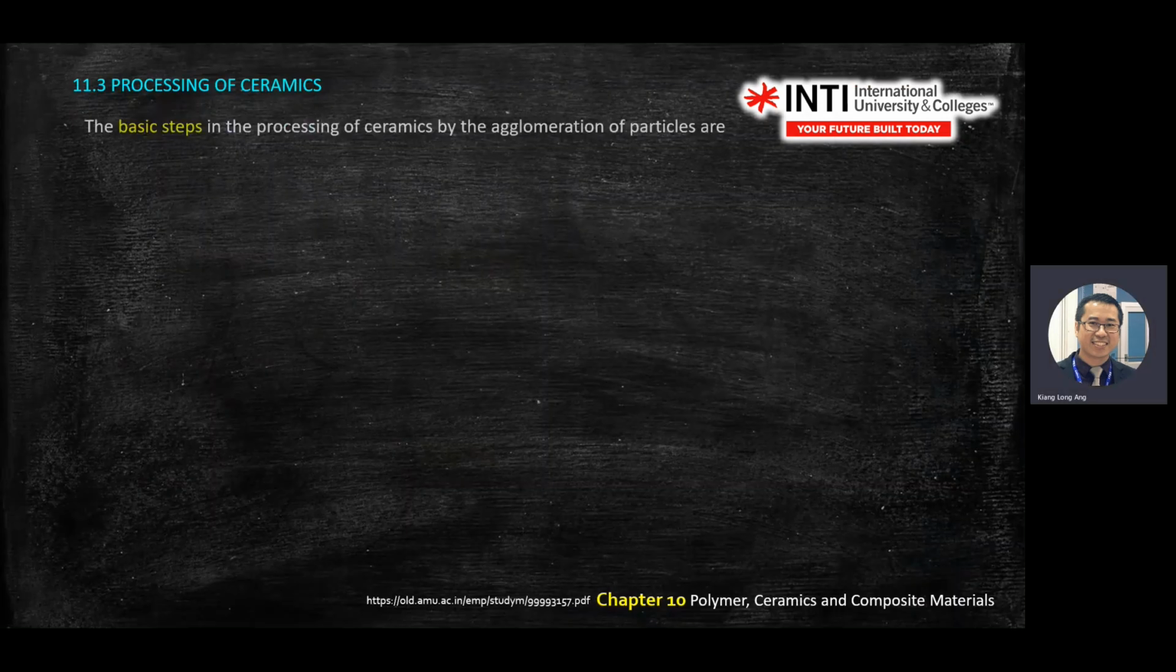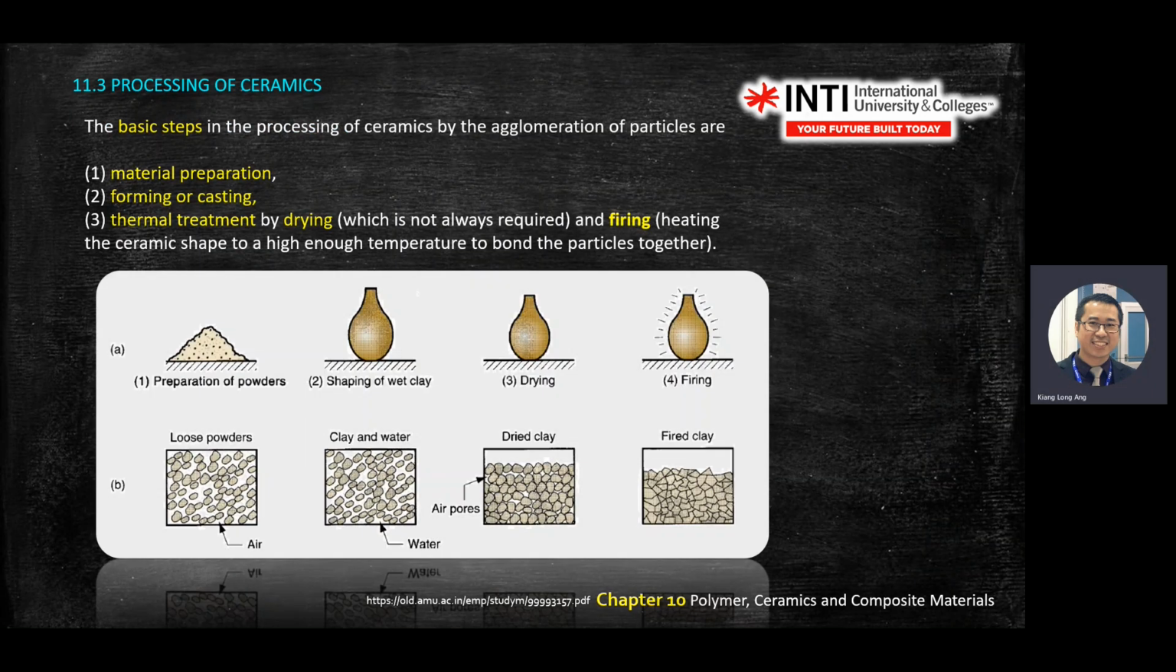Then processing of ceramics. I will just give you the information. The process is to mix water and sand, and then you become the thing. You have powder, then you do shaping, drying, firing. Drying means you leave it at room temperature and let it evaporate all the water, and then firing, you put it into a furnace and heat it up.